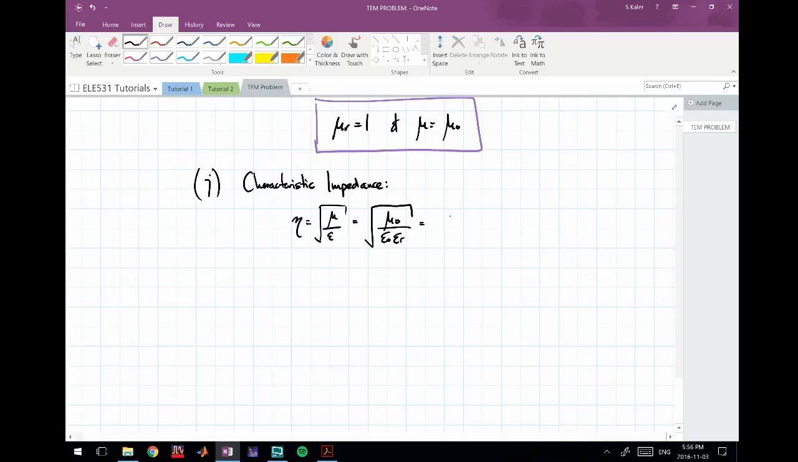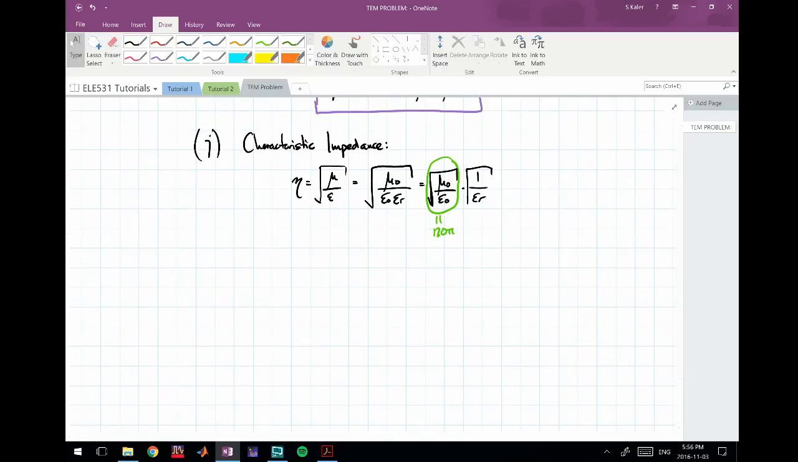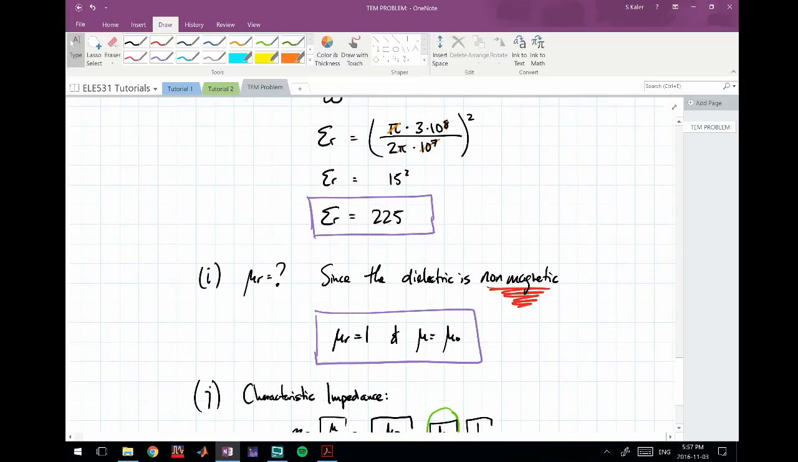And so now we can separate this again like we did in the other case. So we have mu naught over epsilon naught, and this is going to be times 1 over epsilon r under the root. So this term here is actually 120 pi, because that's what the characteristic impedance of free space is. And so what I'm left with is 120 pi times 1 over root epsilon r. Well, epsilon r we know is 225. 225 square root. Now if I take the square root of that, it's just 15. If you look back up here, we had this 15 squared here.